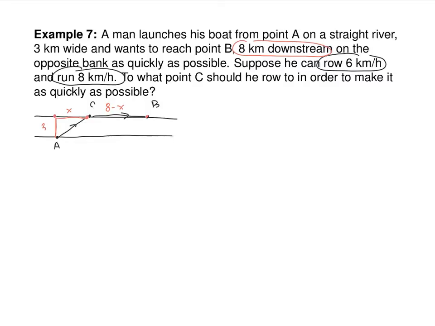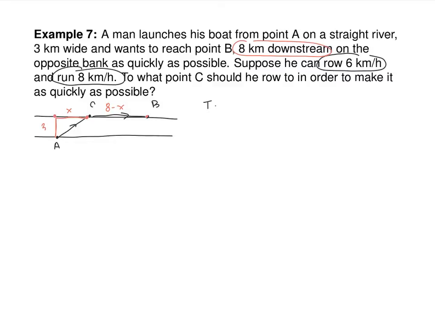Does that make sense? The downstream meant it's 8 kilometers downstream, not the hypotenuse length. Yeah, if you went directly across from A and then down to B, it's 8 kilometers. That's what that meant. Okay.